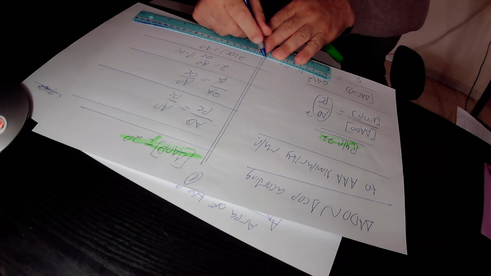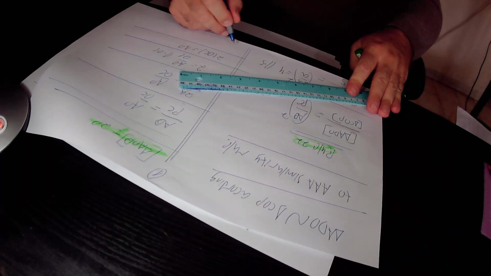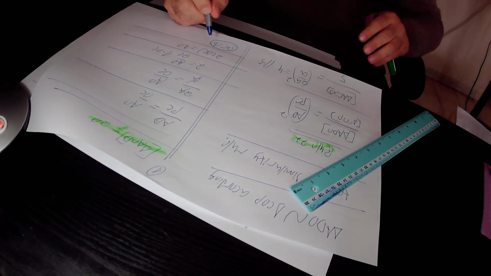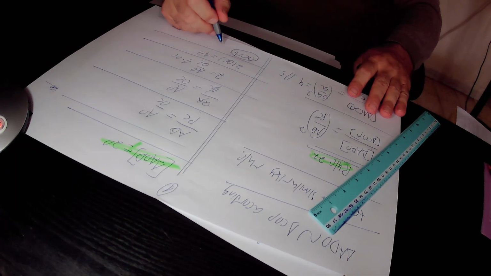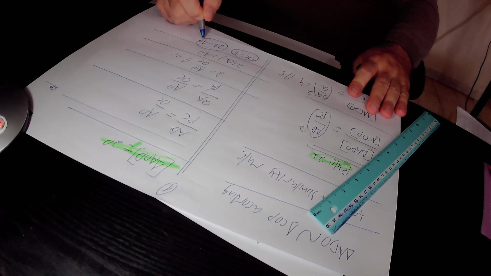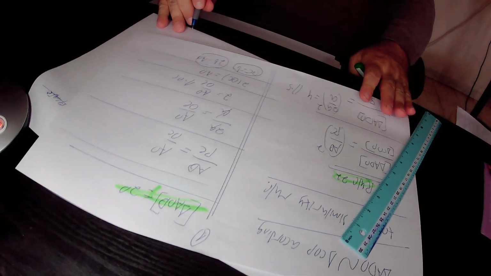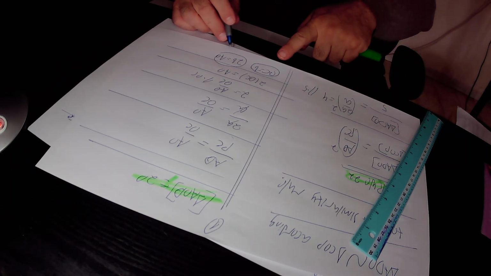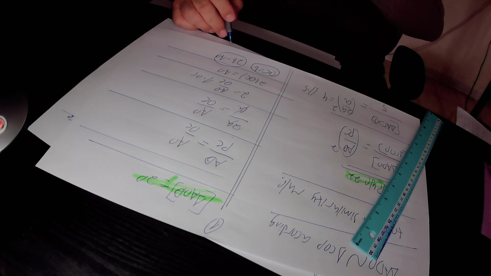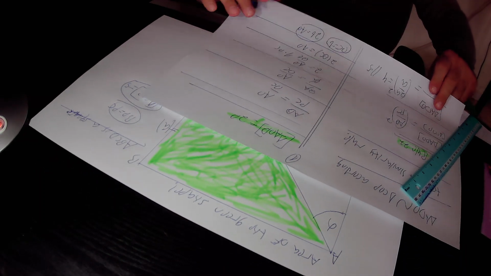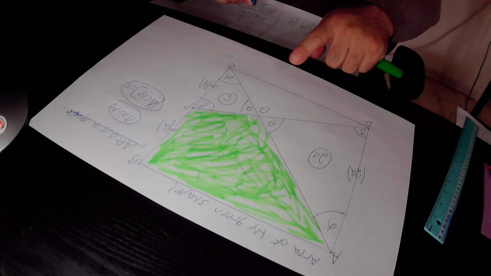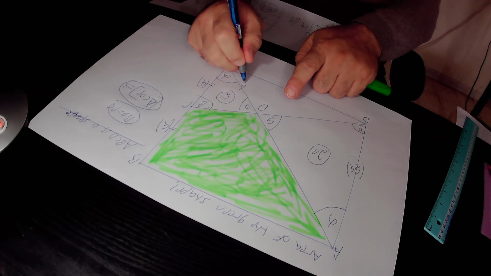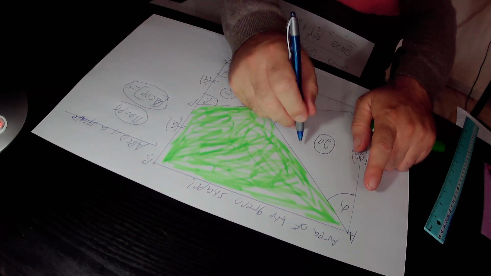We define the length of side OC as B, and we substitute OC in this equation by B, and we get that 2 times B equals AO. That is to say, AO is twice as long as OC. So we found out that if the length of OC is B, then the length of AO is 2B.